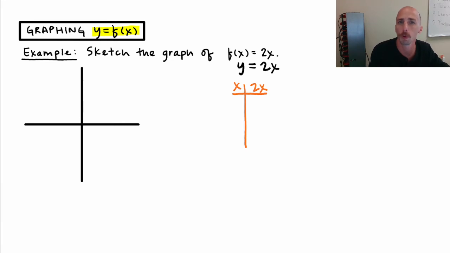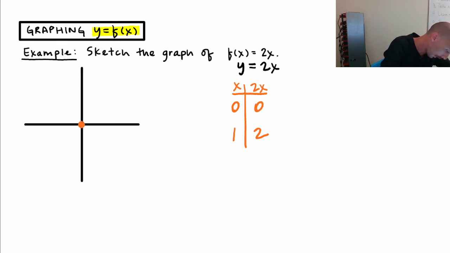Sometimes I like to put x in the formula for y so that I'm just reminded that I'm going to be choosing x equals 0, and 2 times x, well, that'll be 2 times 0, which is also 0. And then I could do maybe 1, and 2 times 1, well, that's going to be 2. And that will be enough so that we can plot 2 points, connect the dots, and have ourselves a line.